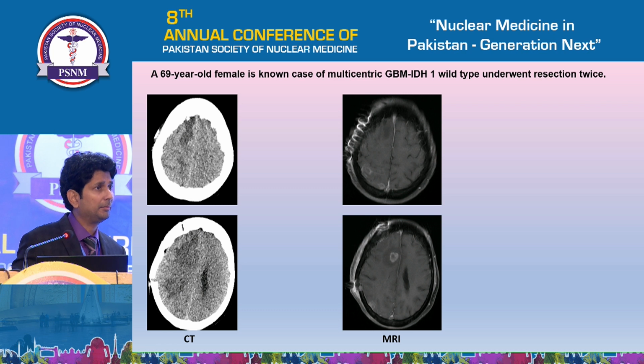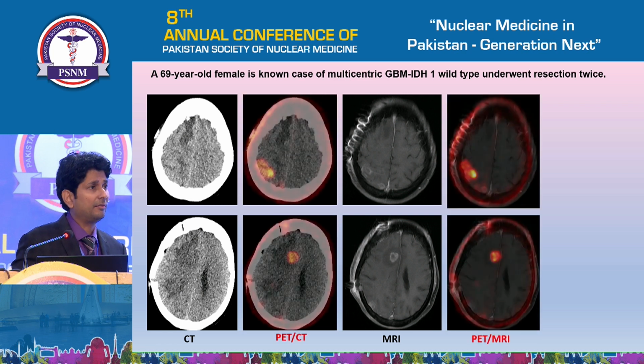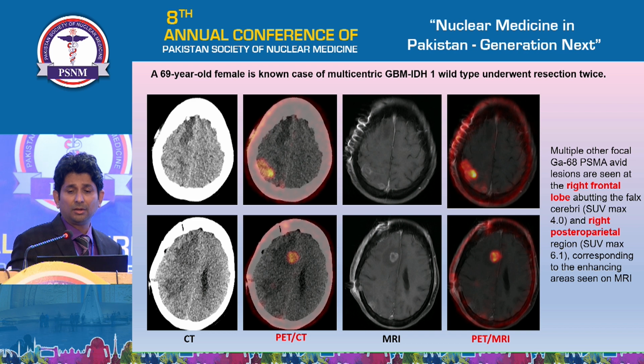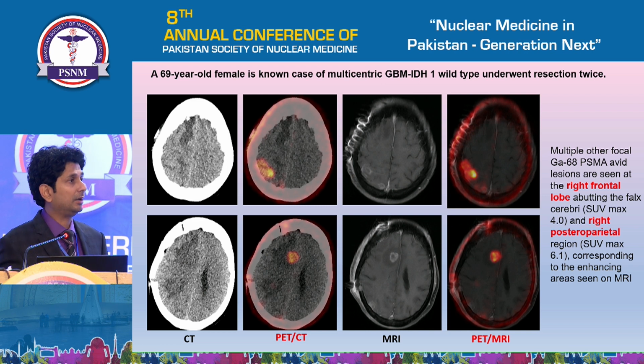There are multiple sites of GBM, and after resection you can see there is not only a single tumor, there are multiple tumors, and it is not only in the frontal lobe, it is in the posterior parietal region as well. So not only can it show you the localization and the multifocality, but we have also just started radiotherapy planning and targeted therapy using PSMA in gliomas.